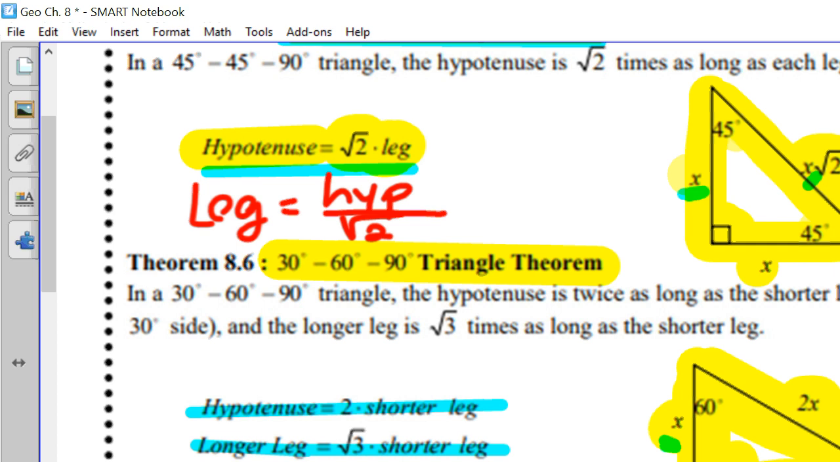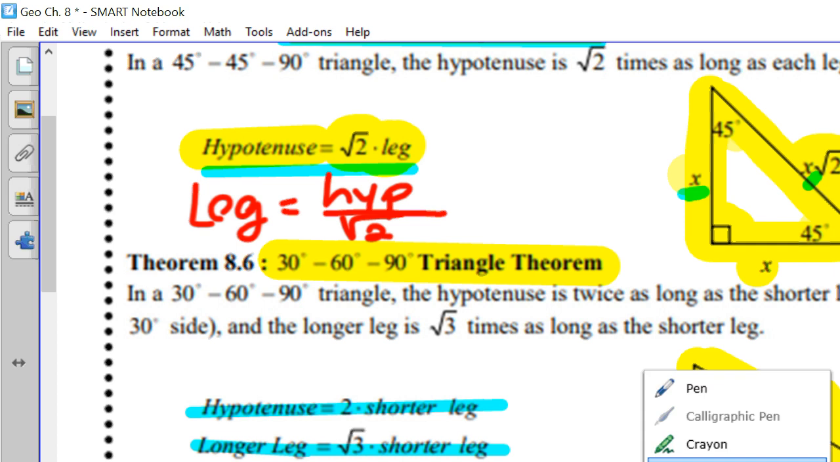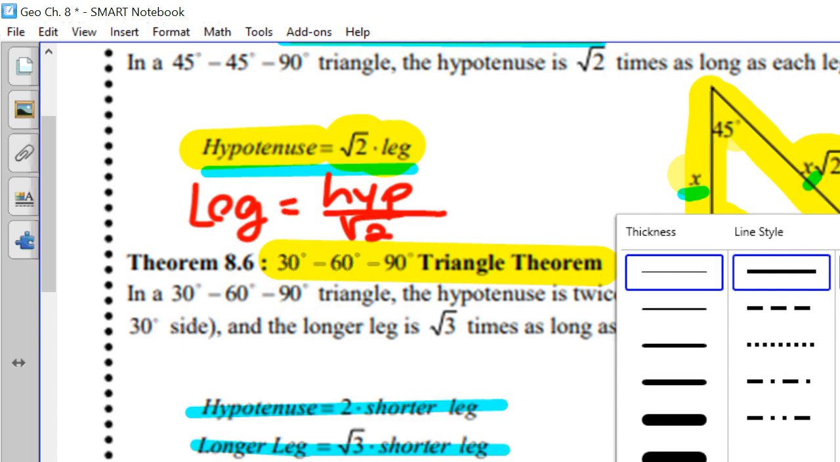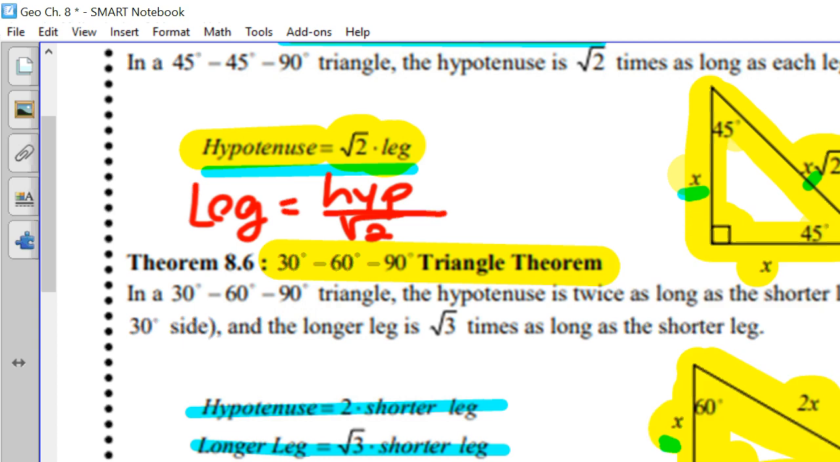And then if you want the short leg, you can take the hypotenuse and divide it by 2, or you can take the long leg and divide it by √3. That's bonus. You're not going to get this anywhere else, guys. It's bonus magic. Bonus awesomeness.